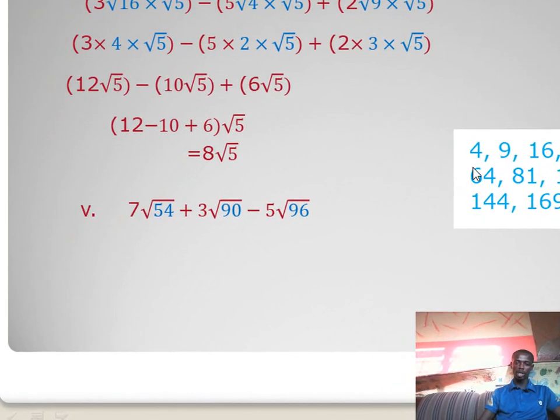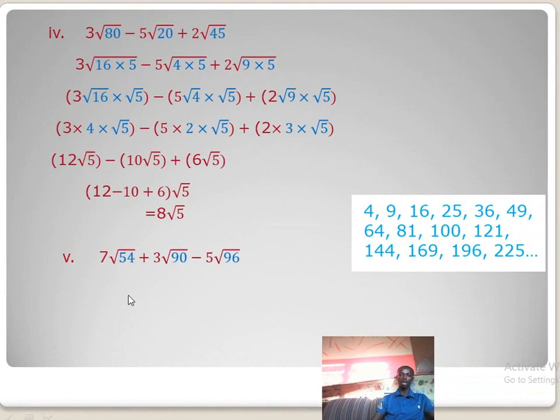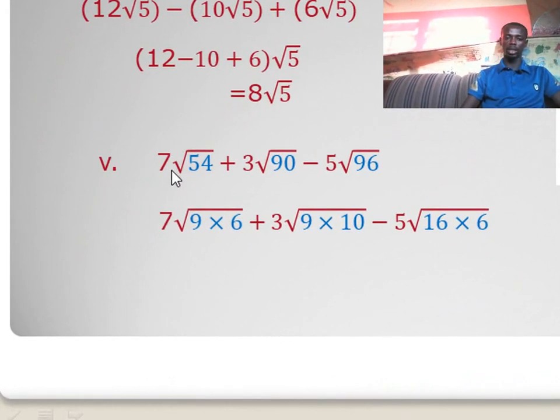I want to express 54, 90 and 96 as products of any of these. Now, this is how I did it. 54 split into 9 and 6. Okay, 9 multiplied by 6 is 54. So I'm able to get 9 here. Then plus 3, I am able to split 90 into 9 and 10. Why? I'm having 9 here. Then minus, this is 96. I'm able to split 96 into 16 by 6. Why? I have 16 here.